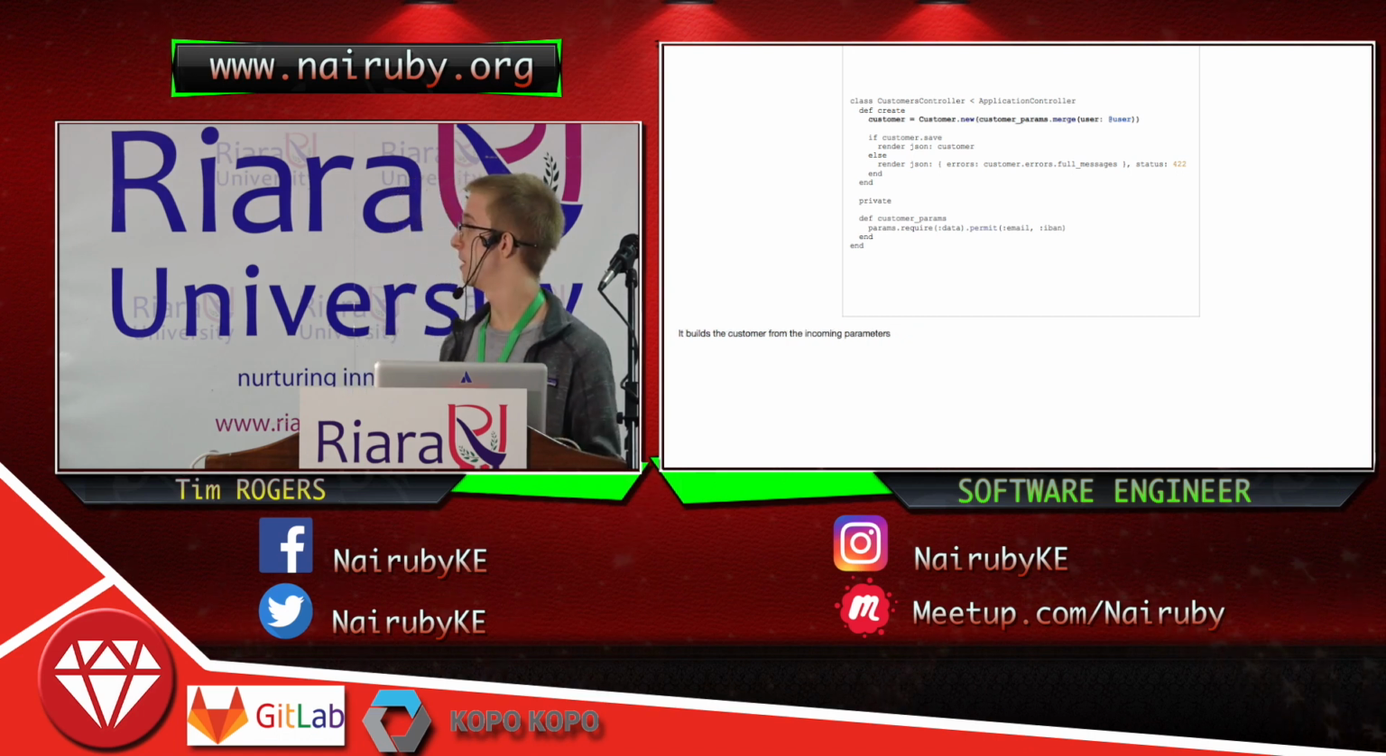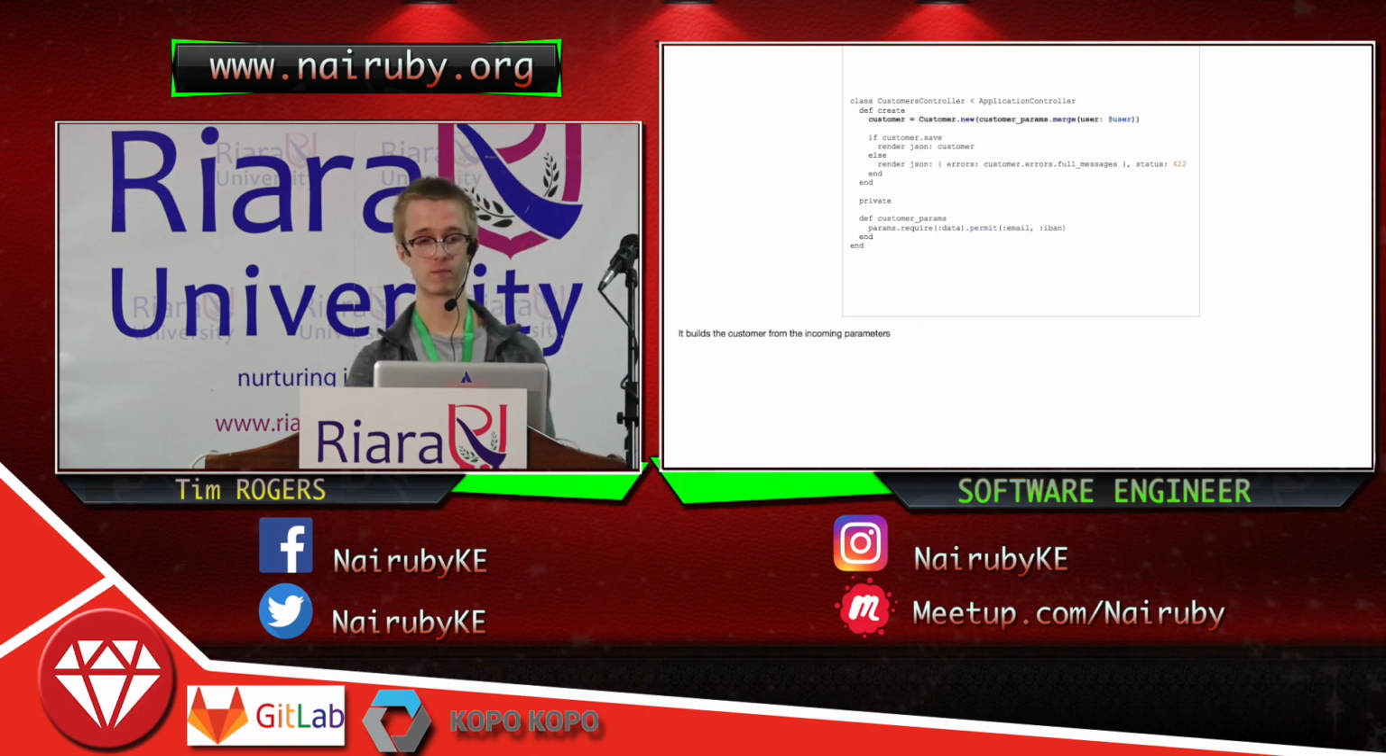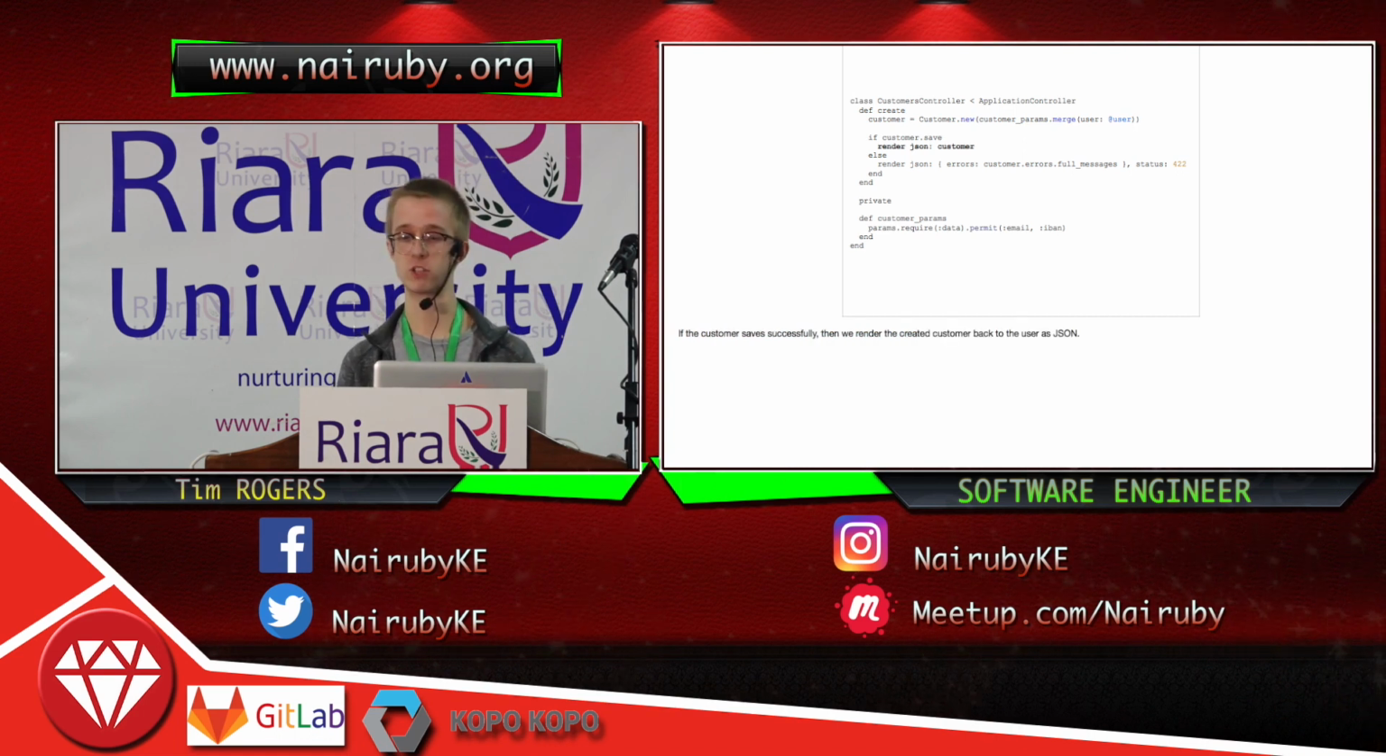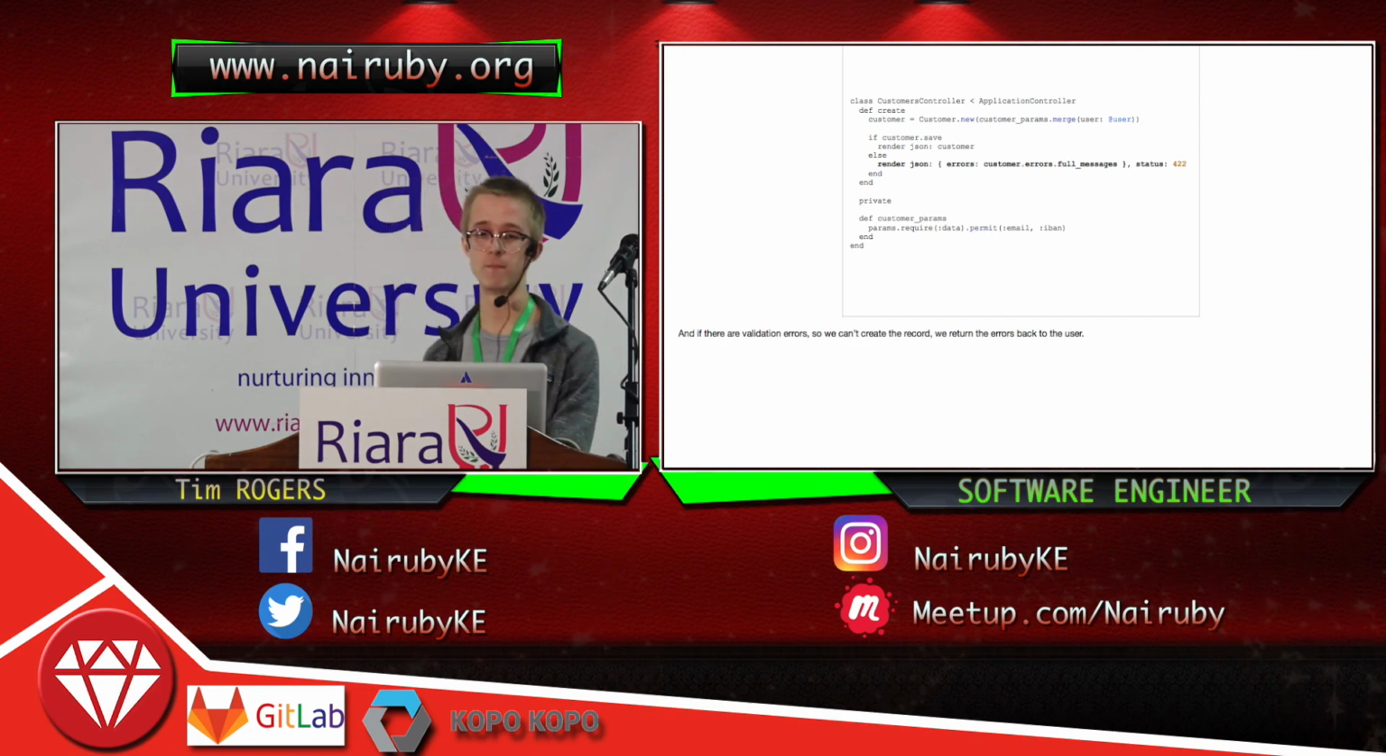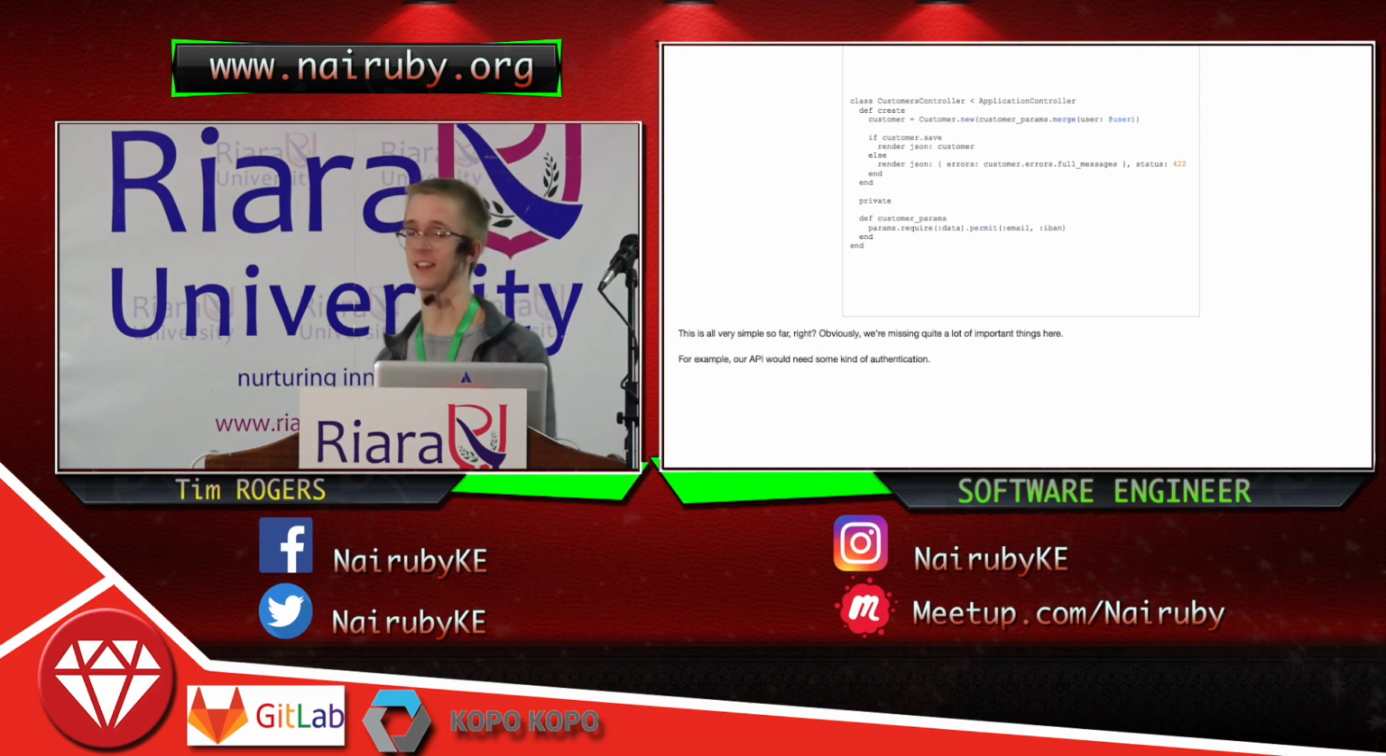We'd build a customer from the incoming parameters from the request, and then we'd try to save it. If it saves properly, then we render back the customer as JSON. If something goes wrong, then we render back the errors to the user. This is all very simple so far, right? But we're missing a lot of important things here.